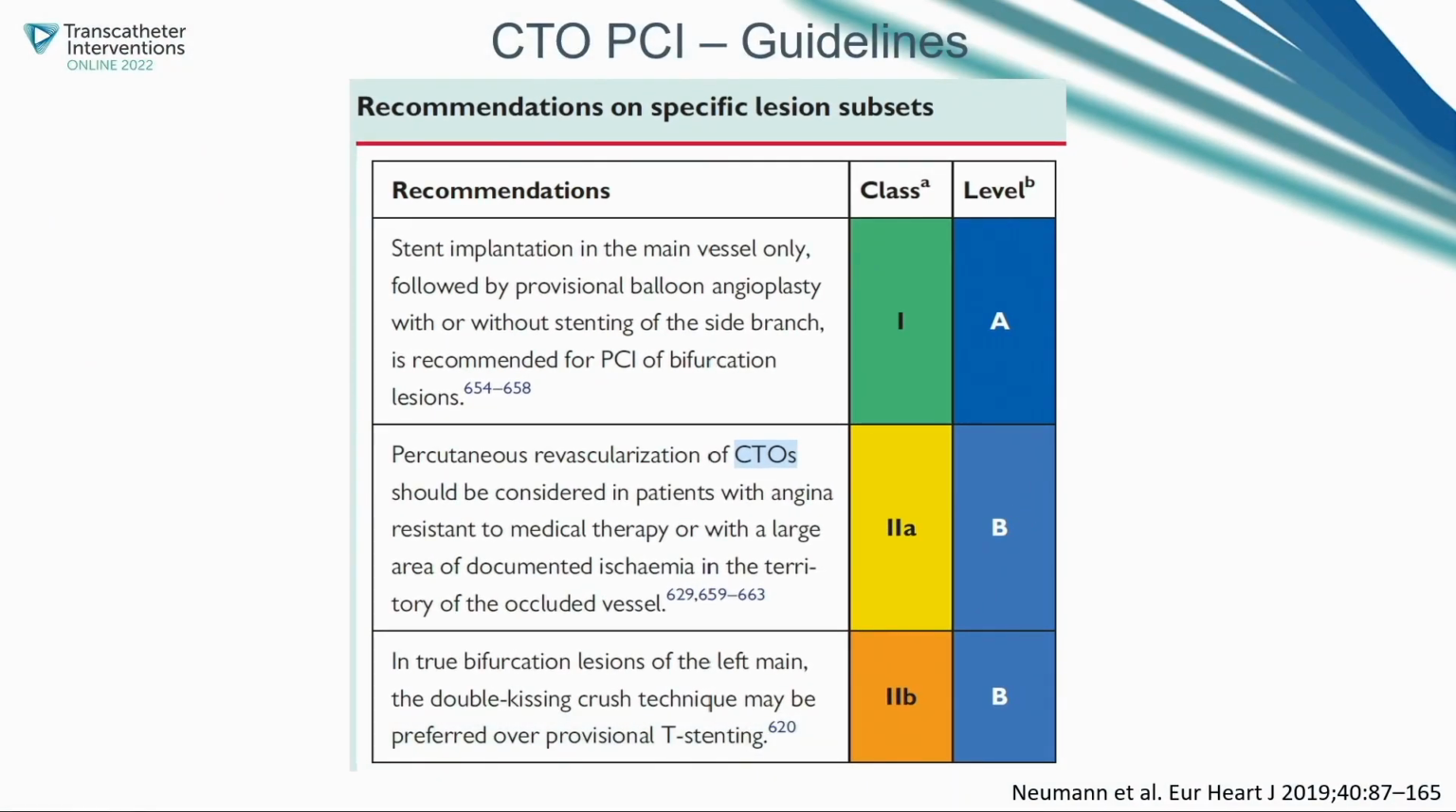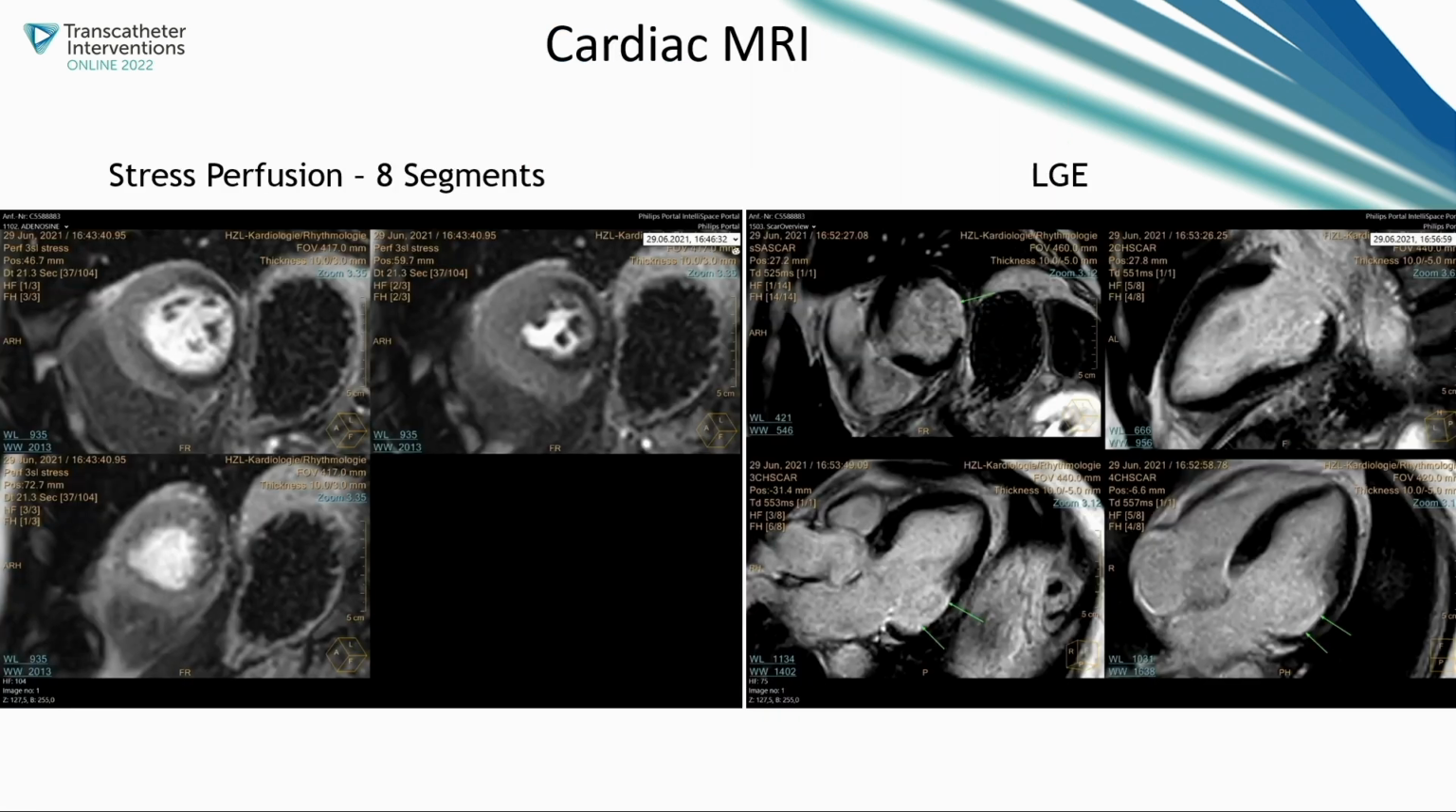with the 2AB recommendation because of angina, and in case there's a documented ischemia in the territory of the occluded vessel. And this is also the reason why we performed a cardiac MRI in our patient.